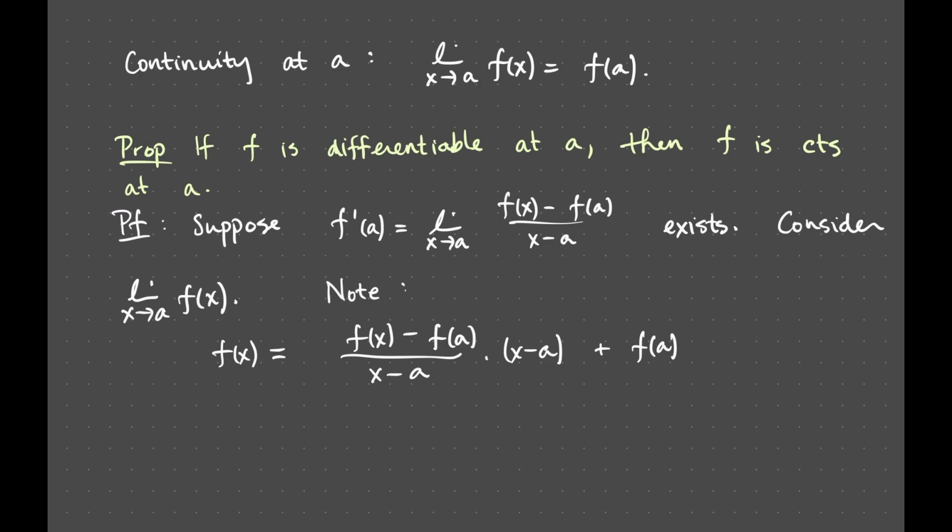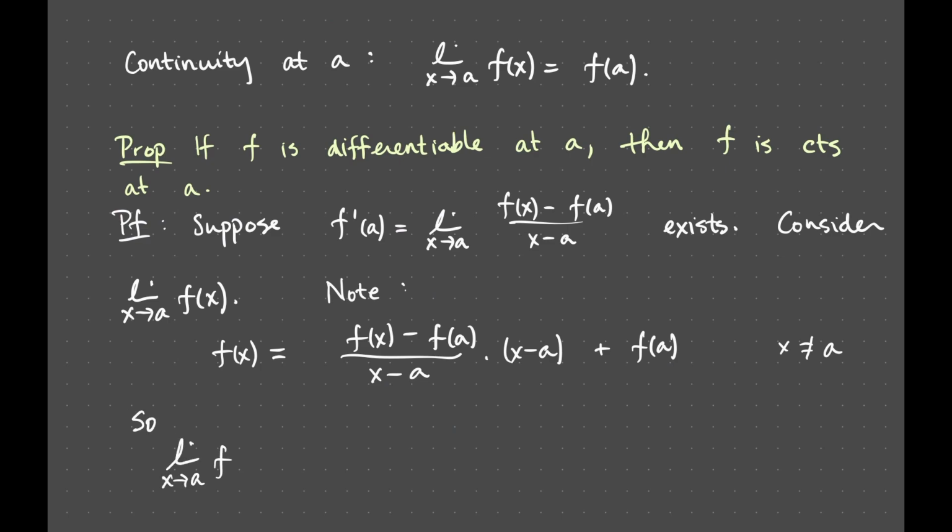The reason this expression is valid is because if we look at the right-hand side, when we multiply the difference quotient by x minus a, we obtain just the numerator of the difference quotient, which is f of x minus f of a. And upon adding f of a to this, we'll certainly obtain f of x, which is the left-hand side. Now, one important thing to note is that this expression of f of x is only valid for x not equal to a, because at x equals a, the denominator of this difference quotient becomes 0. But it's okay for us if it isn't defined at x equals a, since we're interested in taking the limit as x goes to a anyway.